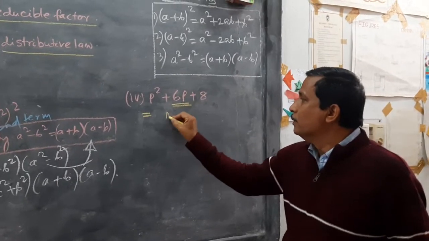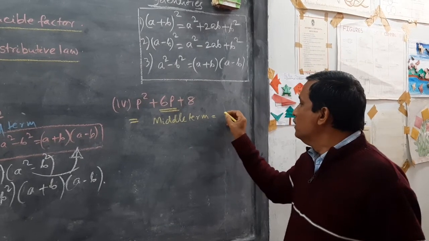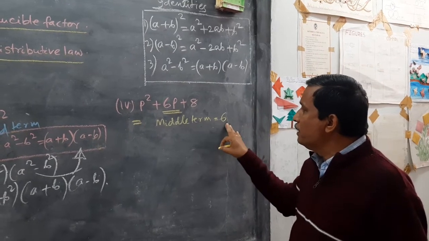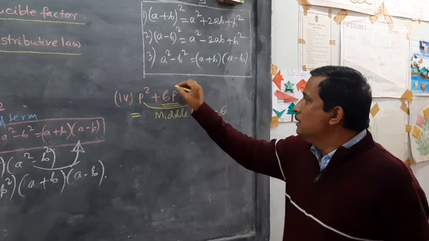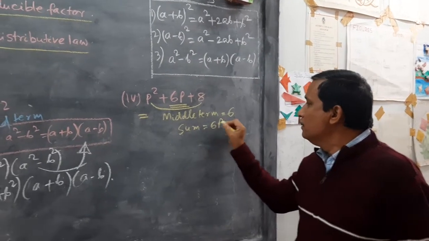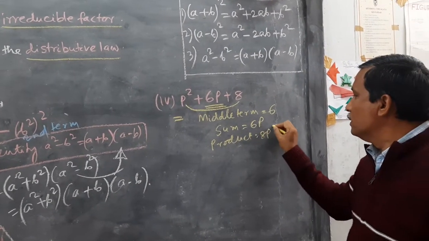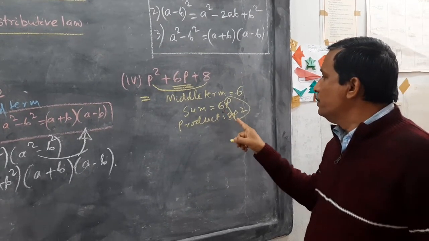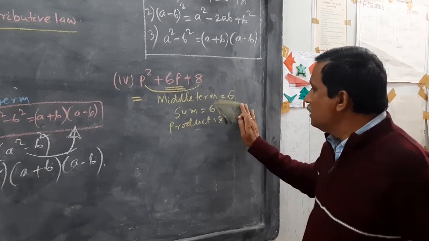Break the middle term. The middle term is 6p. We have to break the 6 in such a manner that the sum will be 6p and the product will be 8p square. So we leave these two things: the sum should be 6, the product should be 8. The sum will come to 6 and the product will be 8.